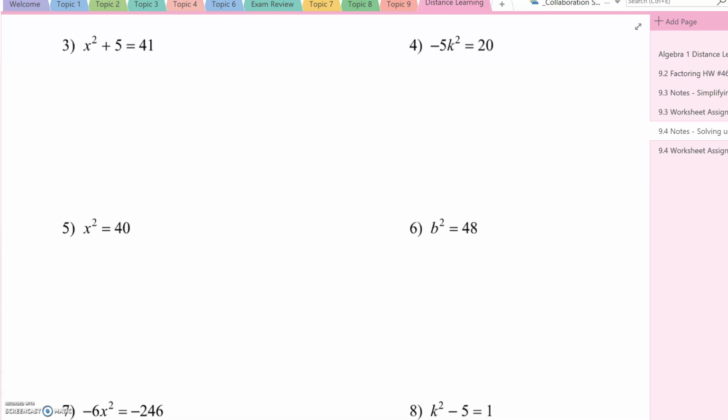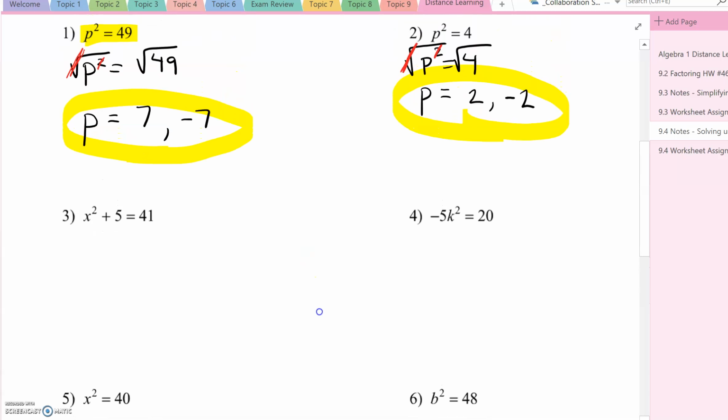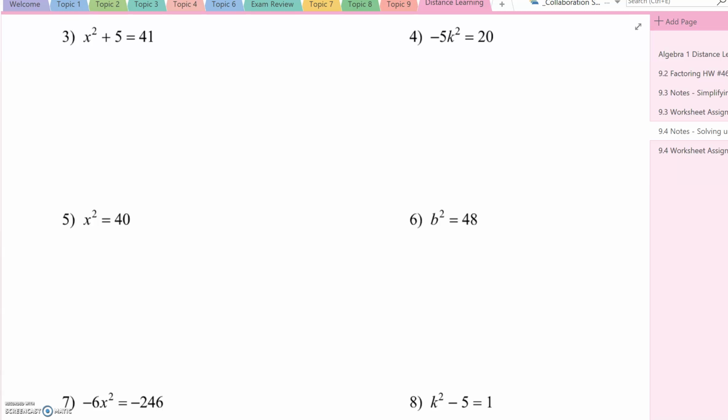All right, for problems number 3 and 4, you'll notice that your variable is not by itself like it was in 1 and 2. We need to first get the variable by itself. So remember, we're doing order of operations backwards. In problem number 3, if you're trying to get the x squared by itself, what is your first step?